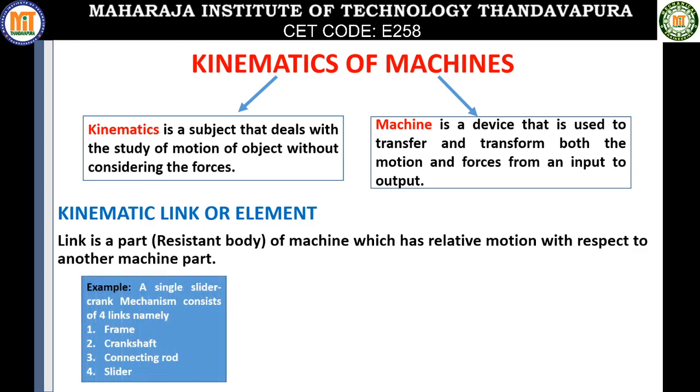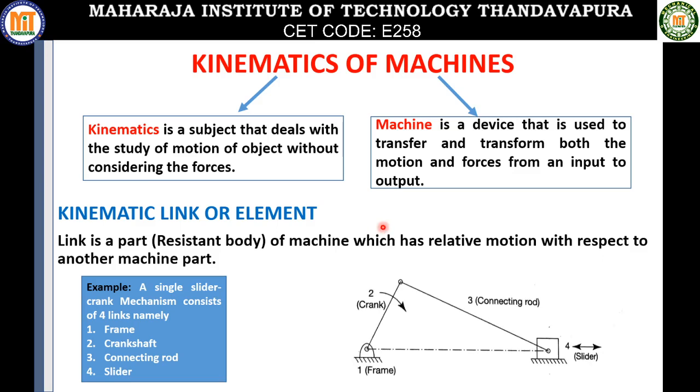Talking about some examples of the kinematic link, if you observe a single slider crank mechanism on the right side, you have four different links here. Those are frame, crank, connecting rod and the slider. So these all four form different links which have relative motion with respect to each other.